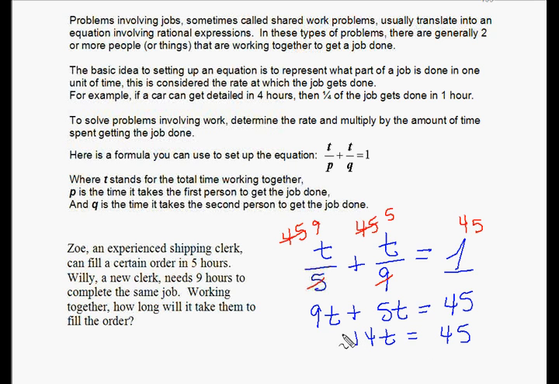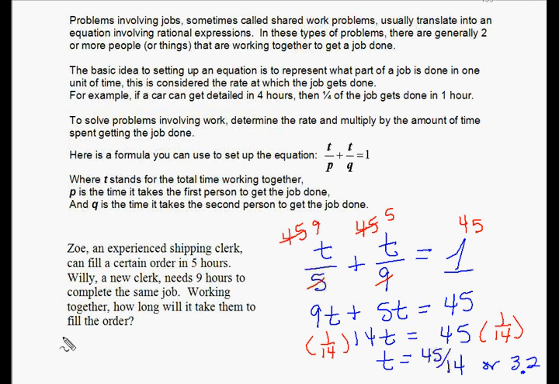Multiplying both sides of the equation by 1 over 14, we have the time it takes them working together to be 45 fourteenths, or about 3.2 hours.